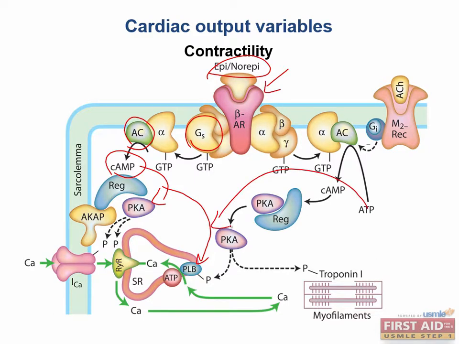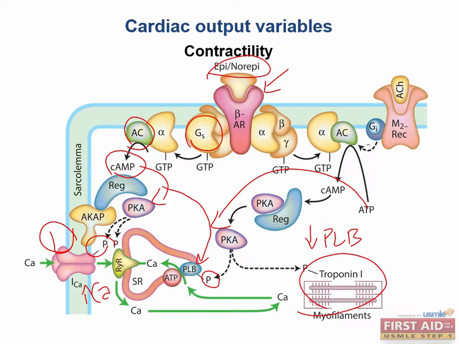So protein kinase A will phosphorylate and inhibit phospholamban, so there's decreased PLB activity. Protein kinase A will also phosphorylate these L-type calcium channels to increase the influx of calcium. So this increase in calcium will be used to bind troponin C in our myofilaments and increase contractile force. Remember, we expose actin binding sites and the end result is a more forceful contraction.